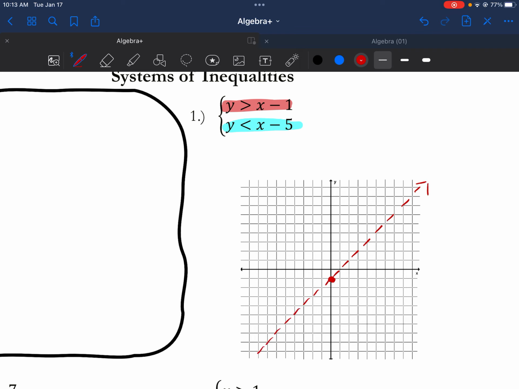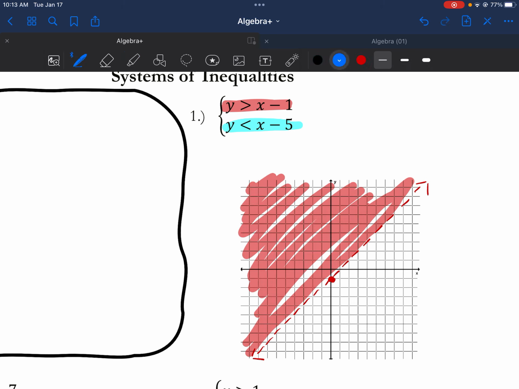You can also plot points to help you here. Now here's a trick. See how it says y is greater than? This trick will only work if it's y then the inequality symbol. So I go to my y, in this case it's the -1, right, my b, and it's all the numbers that are greater than. So I'm going to shade everything above because it's greater than.